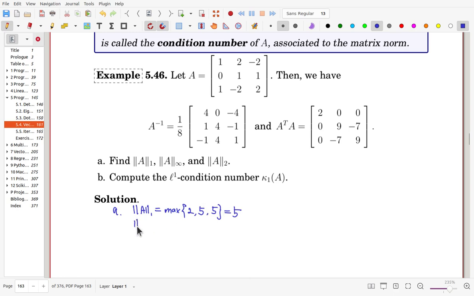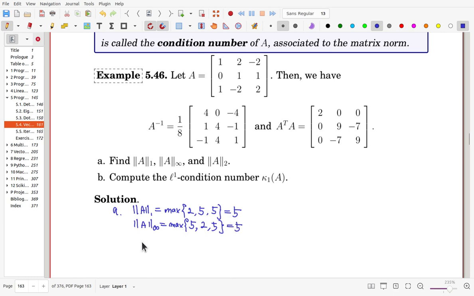Okay. Now, how about the infinity norm? There it is the maximum of the horizontal summation of absolute values, and that's 5. Now, first row, we have a 5. Second row, we have a 2 and 5 again. And so that is a 5.